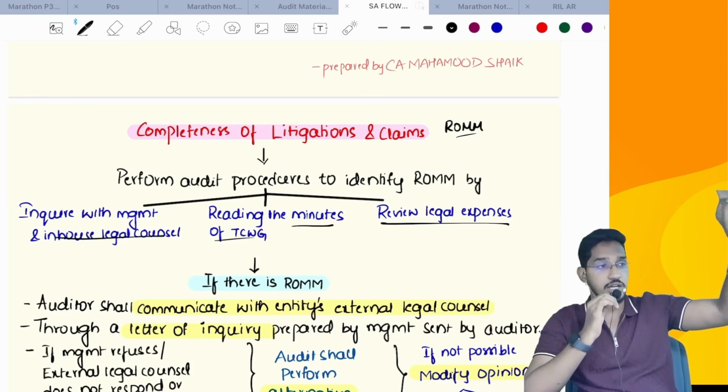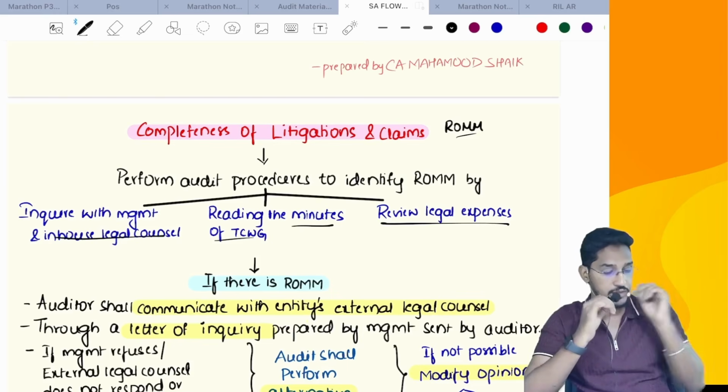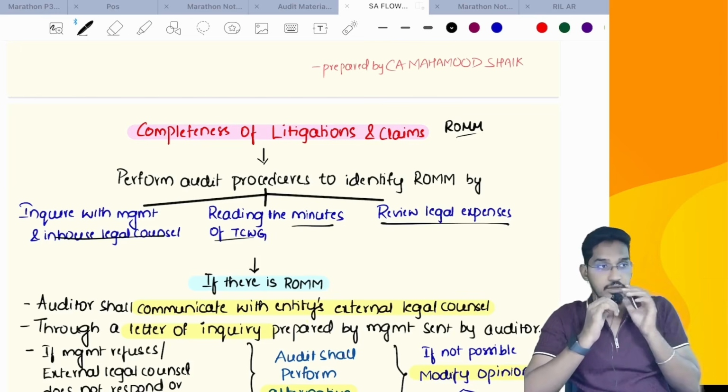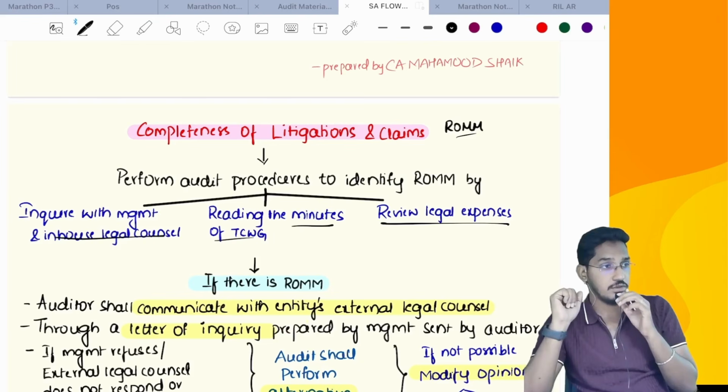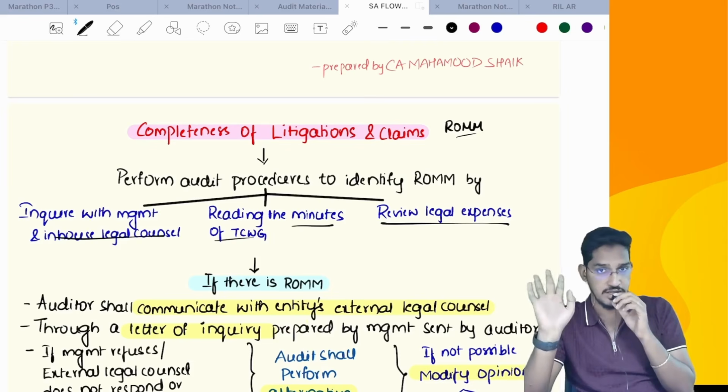So 3 things you are required to do. Number 1, inquire with management and in-house legal counsel. Number 2, read the minutes of those charged with governance. Number 3, review the legal expenses. Why are we doing these 3? To identify the risk of material misstatement in the area of litigations and claims.